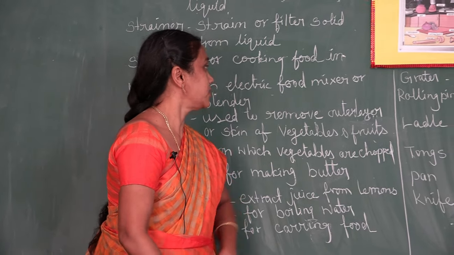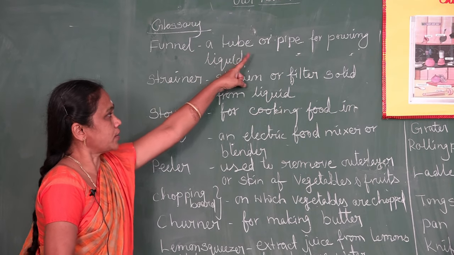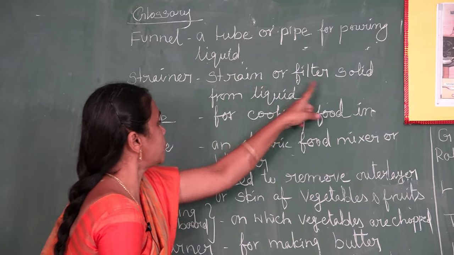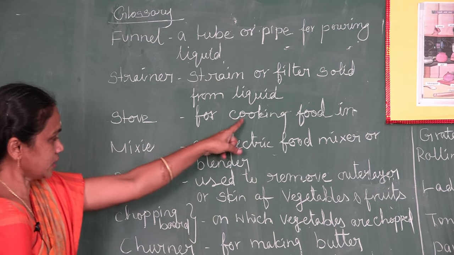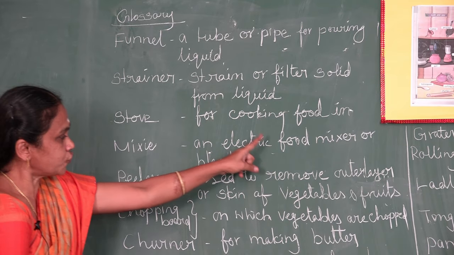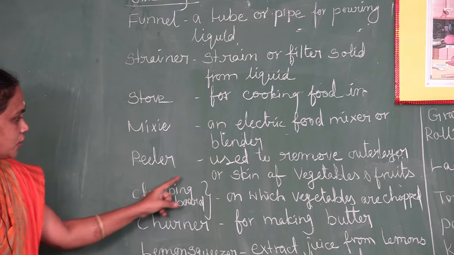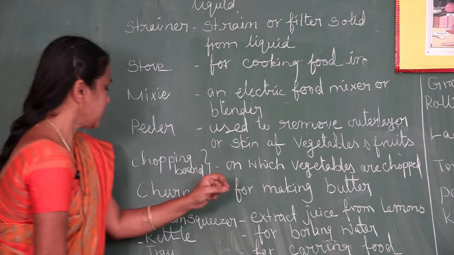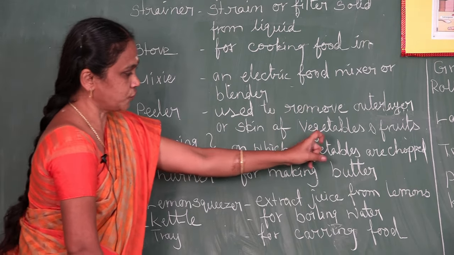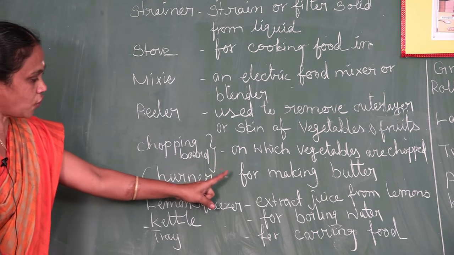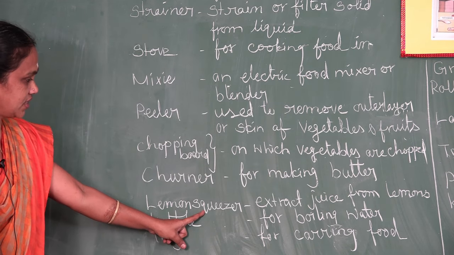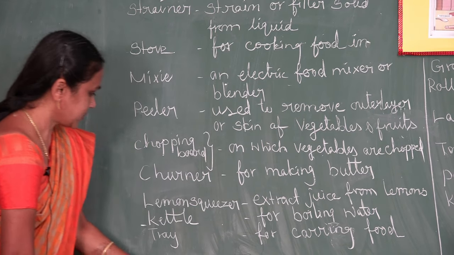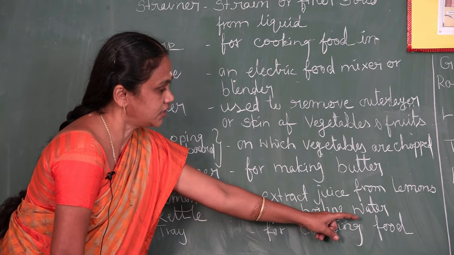Let us recall once again. Funnel, a tube or pipe for pouring liquid. Strainer, strain or filter solid from liquid. Stove, for cooking food. Mixie, an electric food mixer or blender. Peeler, used to remove the outer layer or skin of vegetables and fruits. Chopping board, on which vegetables and fruits are chopped. Churner for making butter. Lemon squeezer, extract juice from lemons. Kettle for boiling water. Tray for carrying food and liquid.